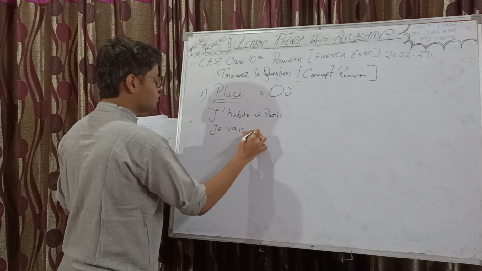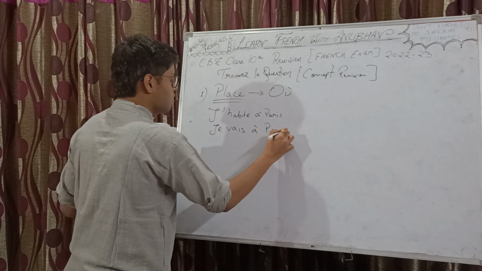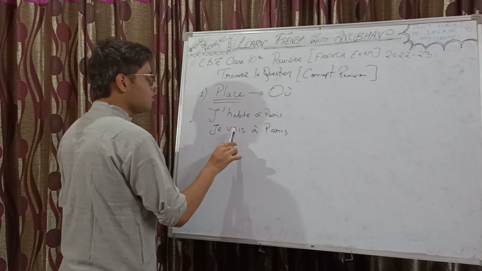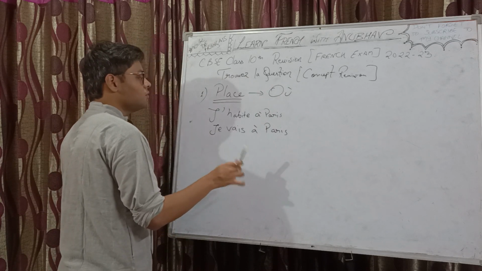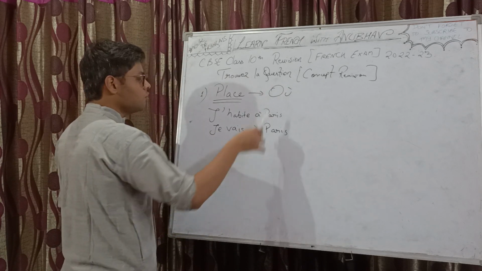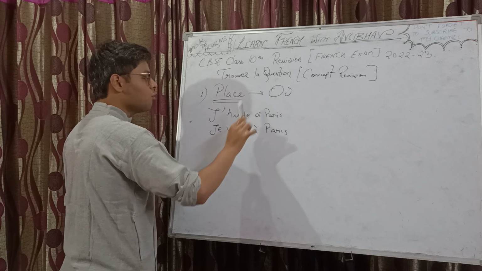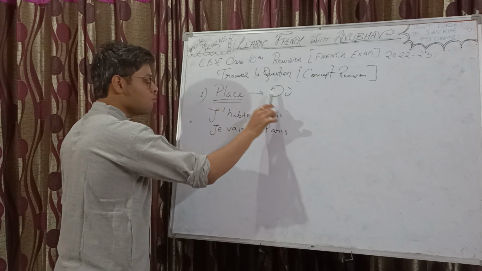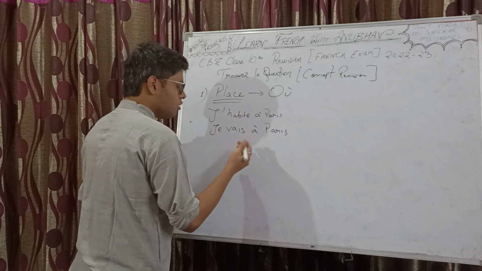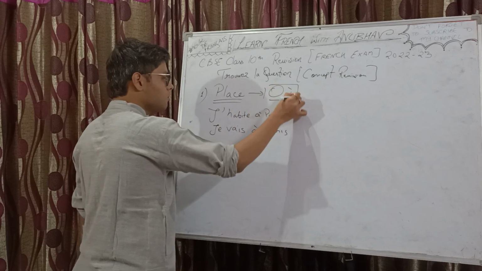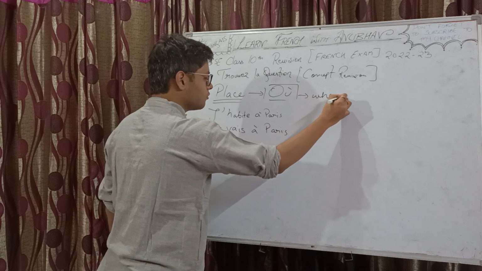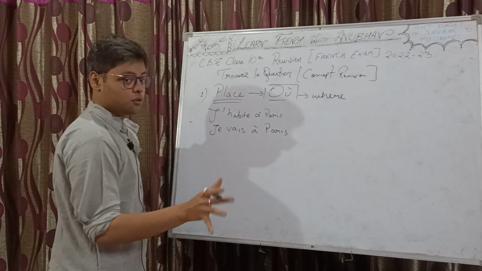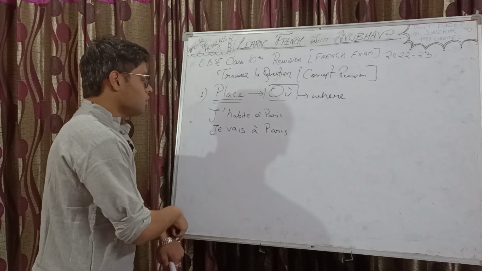aller can also be there. Je vais à Paris. I live in Paris, or I go to Paris. So how you can form the question? Où habitez-vous, or où habites-tu, or où vas-tu, où. Right. With où you can form. Où means where. You can form with vous, you can form with tu, both ways it's fine. Okay.